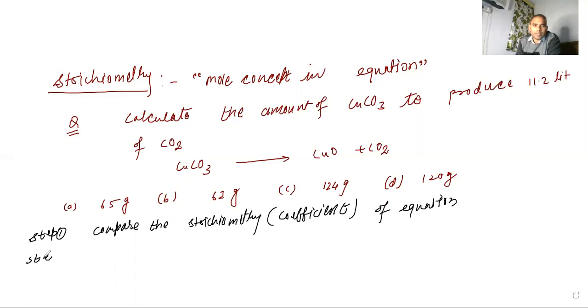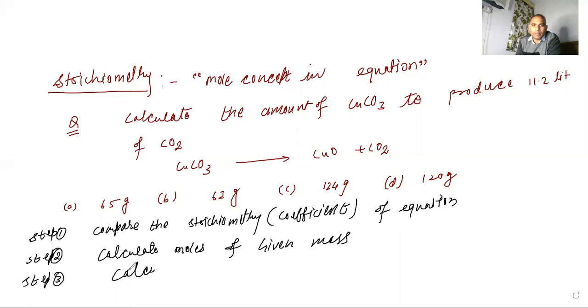Step number 2: calculate the moles of the given mass. And the last step, step number 3: calculate the amount. Okay, this is the very simple set of steps we have to follow. Calculate the amount. Which amount? The required amount.